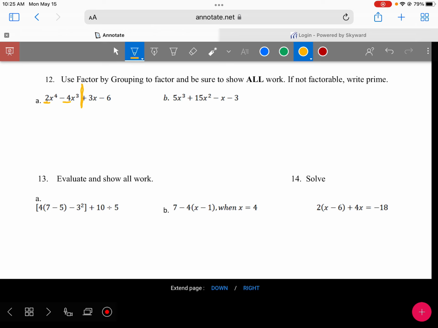Wait, Miss D, you said page 12? Number 12. Oh my God.